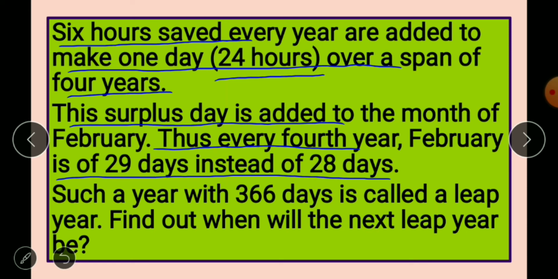So that's why we are having a leap year, because the 24 hours of 4 years are added in the month of February, and that's why in the leap year, February is of 29 days instead of 28 days. Such a year with 366 days is called a leap year. Find out when the next leap year will be. So you have to find out when the next leap year will be.